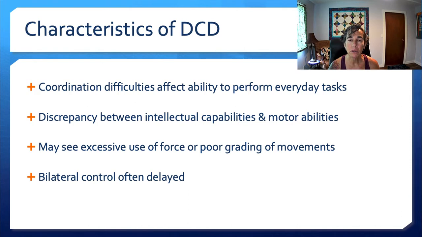Characteristics of DCD. There's coordination difficulties, obviously. They affect the ability to perform everyday tasks. There's a discrepancy between intellectual capacity and motor ability. We might see excessive use of force or poor grading of movements. So that is often due to ineffective proprioceptive function. Okay, so we're bringing up that it's a motor disorder, but there may be a sensory component from the perspective of sensory integration theory, right, which says that we need working sensory in order to inform motor. Bilateral control is often delayed, so that's the last one. Developmental coordination disorder affects 5 to 6% of school-age children, again, more seen in boys than girls. It may occur with other developmental conditions, and it may persist into adolescence and adulthood.